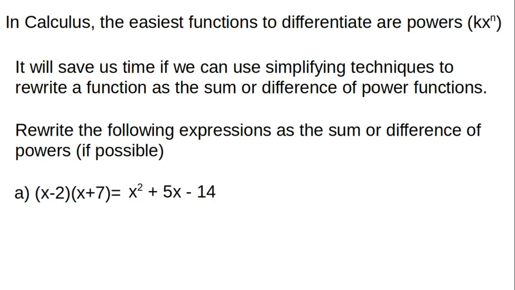So one of the properties that we've done before is that anything to the 0 power is 1, which is why there's no x here. So this is now written as the sum and difference of powers, and this is going to be much easier to deal with in a calculus situation than this function. So taking the time to rewrite it is going to be beneficial to us.